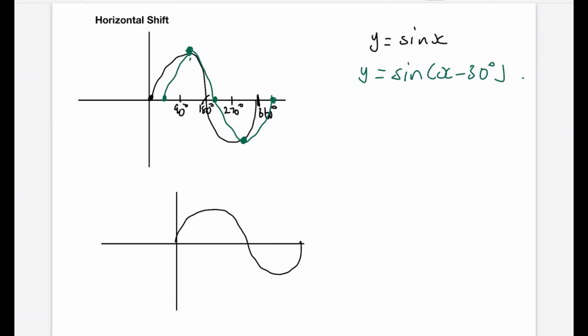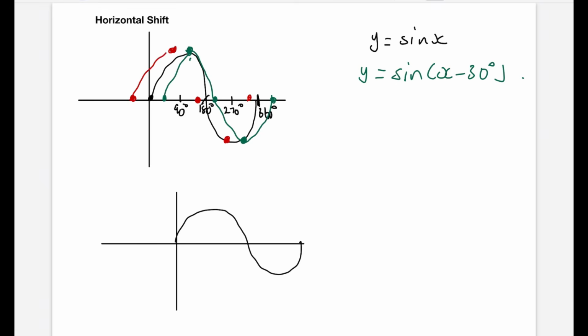Alternatively, imagine we shifted this 30 degrees to the left. So instead of starting here at 0, it starts at negative 30. Instead of its highest point being at 90, it's at 90 minus 30, which is 60 degrees. So its highest point is somewhere there. Instead of returning to the origin at 180, it now returns at 150, so somewhere there. Its lowest point is no longer at 270, but at 240, somewhere here. It no longer completes itself at 360, but at 360 minus 30, which is 330, so somewhere there.